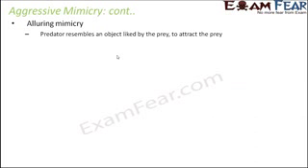Now on similar lines, the second type of aggressive mimicry is alluring mimicry. Allure means to attract. So here the predator resembles an object which is liked by the prey so that it can attract the prey. Like how do we attract kids? You show them chocolates or things that they like, so they get attracted towards you. In a similar way, here also the predator resembles something which is really liked by the prey, so that the prey gets attracted towards the predator. The moment the prey comes towards the predator, it will attack the prey. So that's the idea behind alluring mimicry.